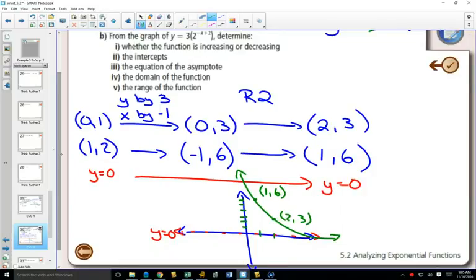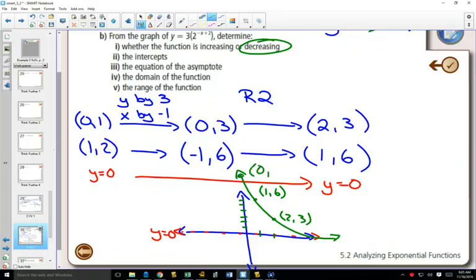We can answer some of these questions. Is it increasing or decreasing? It's decreasing. What are the intercepts? Well, there's an asymptote at y equals 0, so there's no x-intercepts. But it sure looks like there should be a y-intercept.